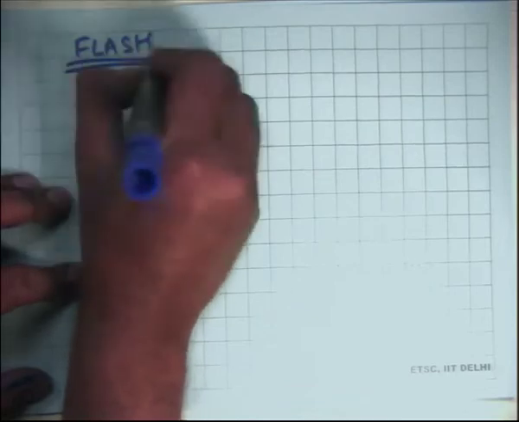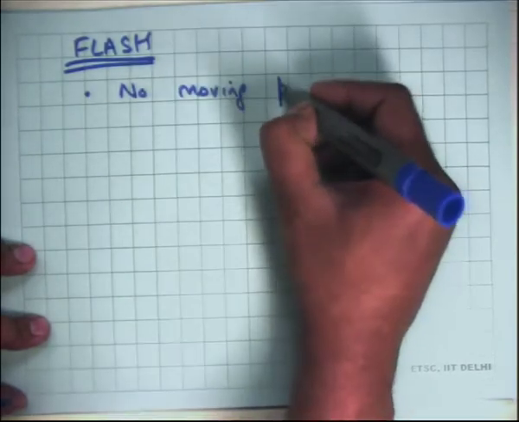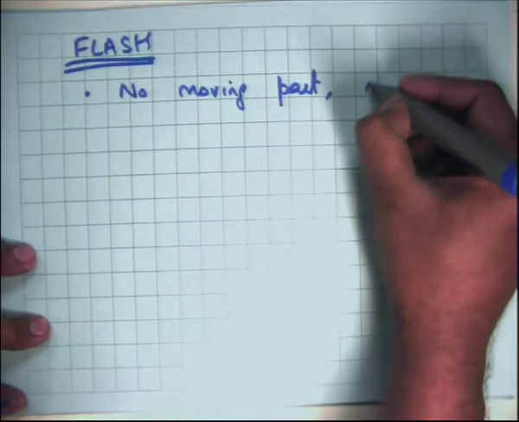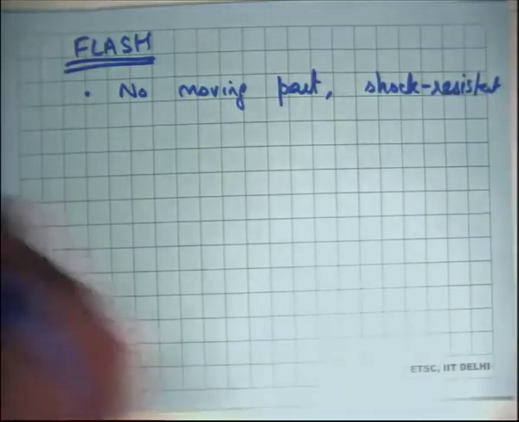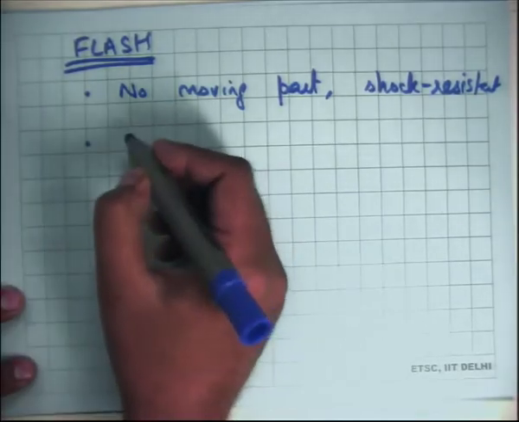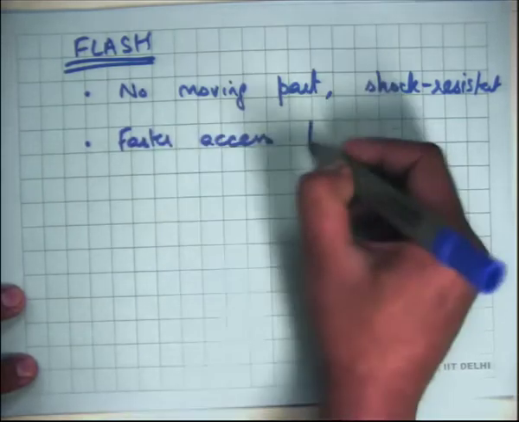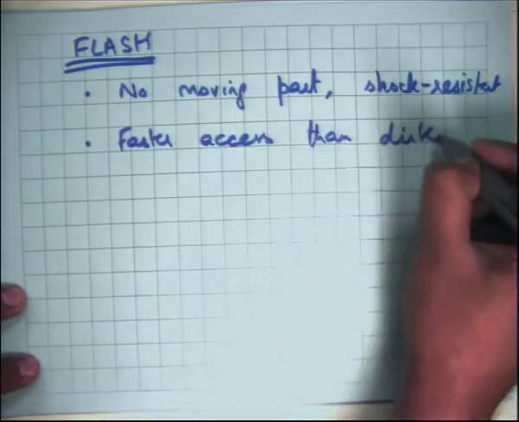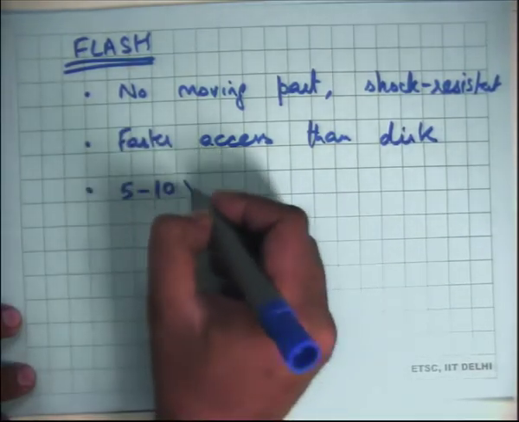Let's briefly look at the more modern technology, which is flash, and let's look at what it has. Firstly, it has no moving parts, right? So that's a significant difference, and which means it's shock resistant. You don't have to worry about moving parts breaking down or anything of that sort. Also, it has faster access than disk. Right? Let's look at in what way it is fast, but it's also 5 to 10x more expensive today.